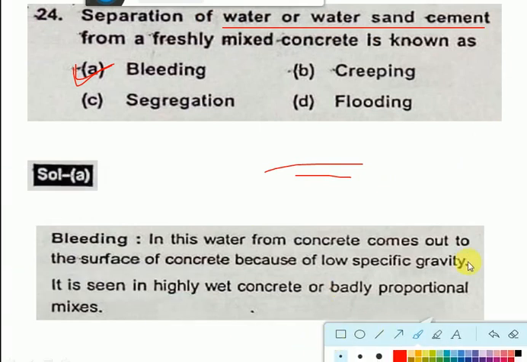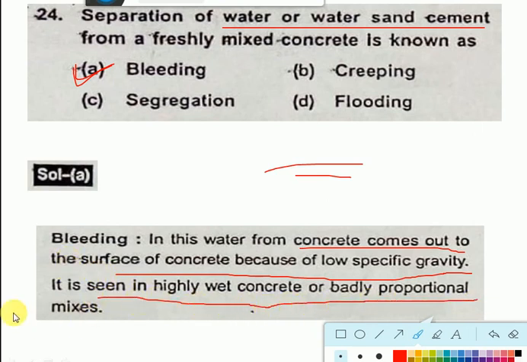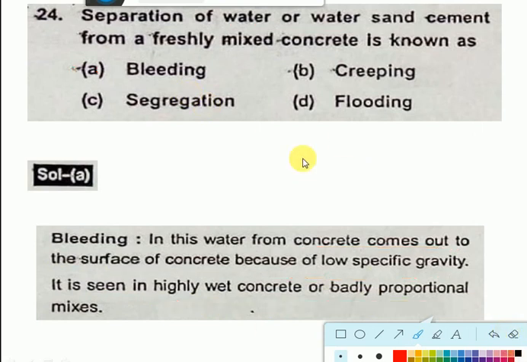Right. So this water from concrete comes out to the surface of the concrete because of low specific gravity, so it comes to the top. It is seen in highly wet concrete or badly mixed proportions. In those conditions it will occur.